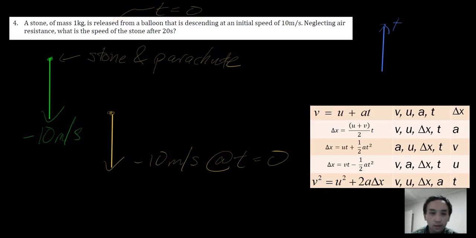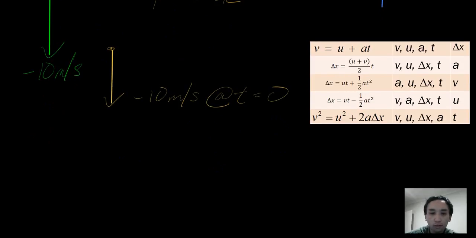After that, we want to find out the speed of the stone after 20 seconds. Speed really is just the size of our velocity. For example, negative 10 meters per second just means that it has a speed of 10. So we know a few things. First of all, we know that our initial velocity is equal to negative 10.